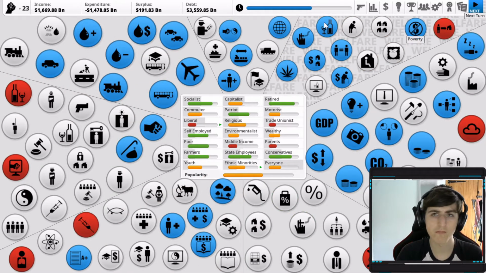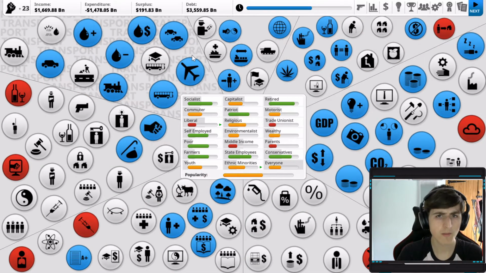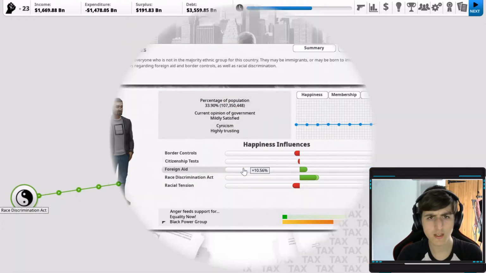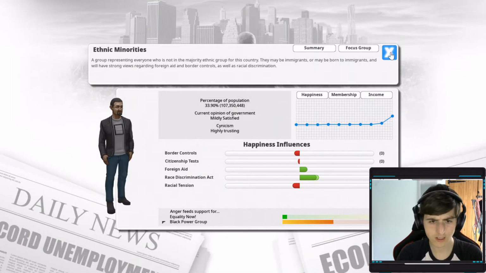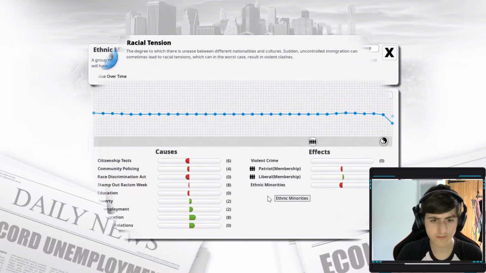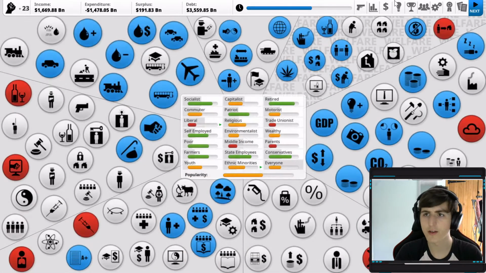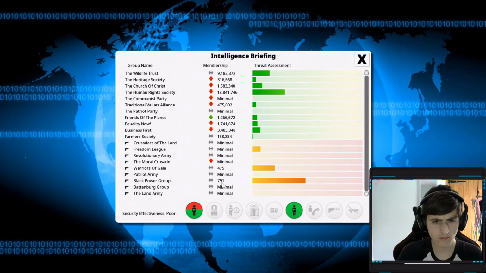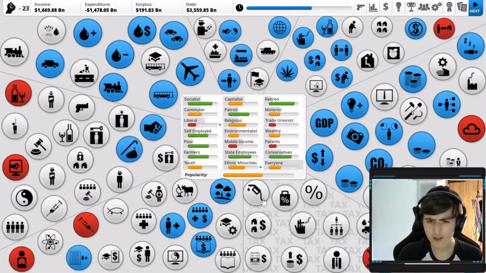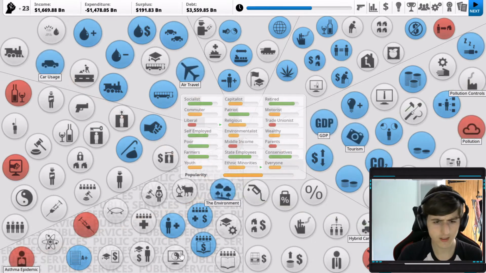So I'll improve that massively because it's very supportive. People are happy about that. Ethnic minorities are getting happier again, which is good. The Race Discrimination Act has helped massively, and racial tension is massively on the way down. So I shouldn't worry about them anymore, but it should start to go down now, he says.